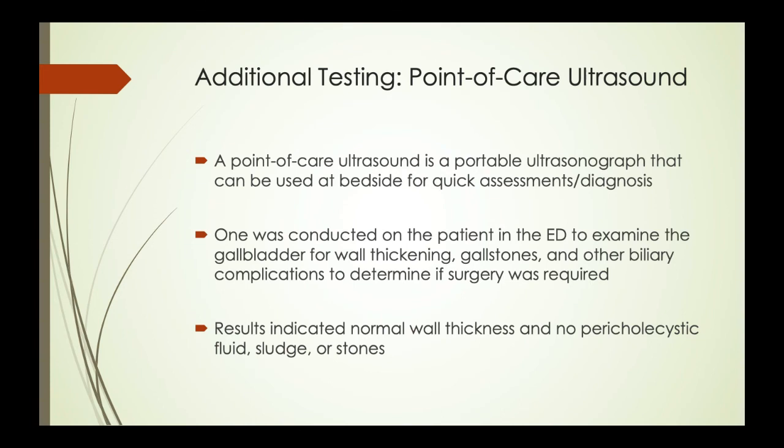Finally, the patient was given a point-of-care ultrasound. It's basically a portable or handheld ultrasonograph that can be used at bedside for a quick assessment or a diagnosis. One was conducted on this patient in the emergency department to examine his gallbladder for wall thickening, gallstones, and other biliary complications to determine if emergency surgery was required or not. However, his results indicated normal wall thickness and no pericholecystic fluid, sludge, or stones, meaning that his gallbladder was fully functioning and normal.